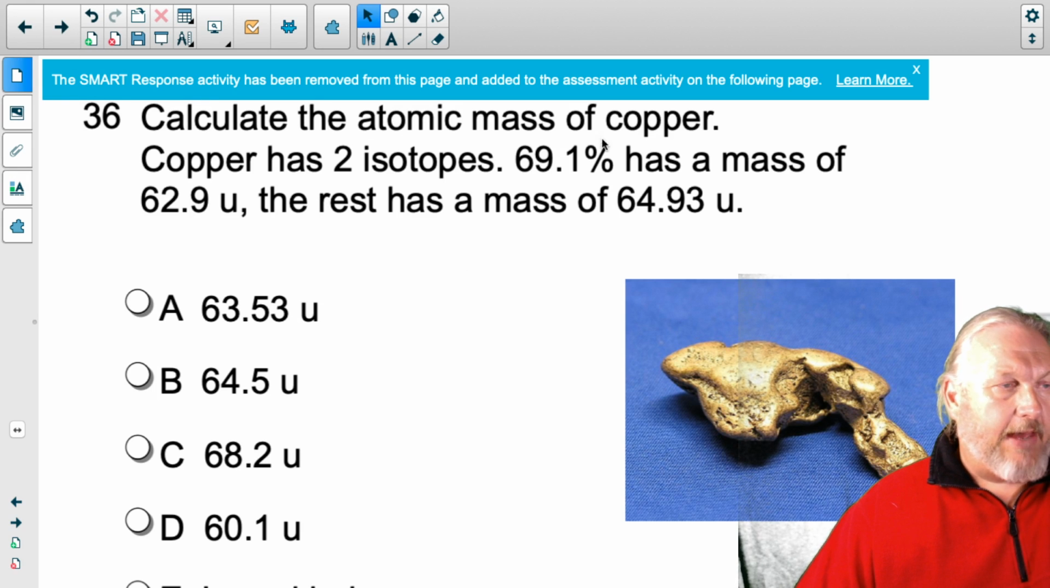Calculate the atomic mass of copper. There are two isotopes of copper. 69.1% has a mass of 62.9 AMU. The rest has a mass of 64.93 AMU. So if you subtract 69.1 from 100, you will get the percentage of the 64.93 AMU. We'll do this in class.